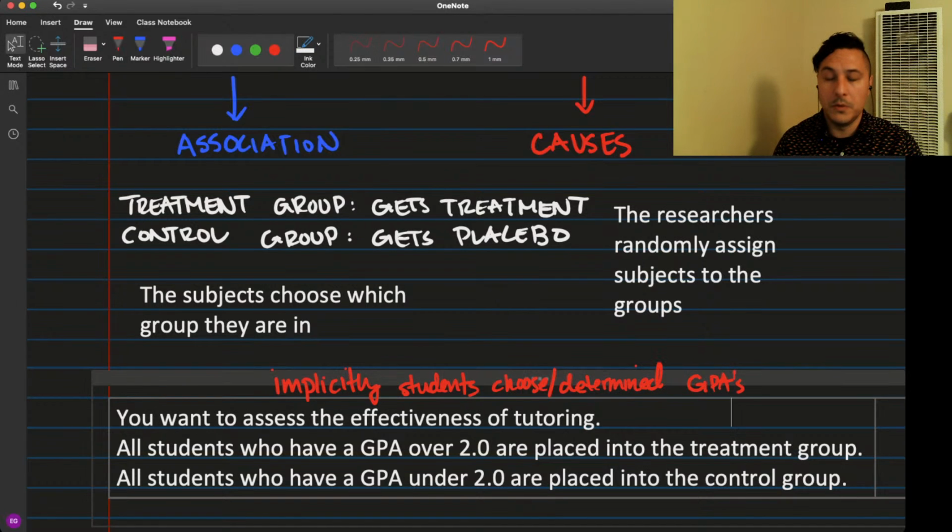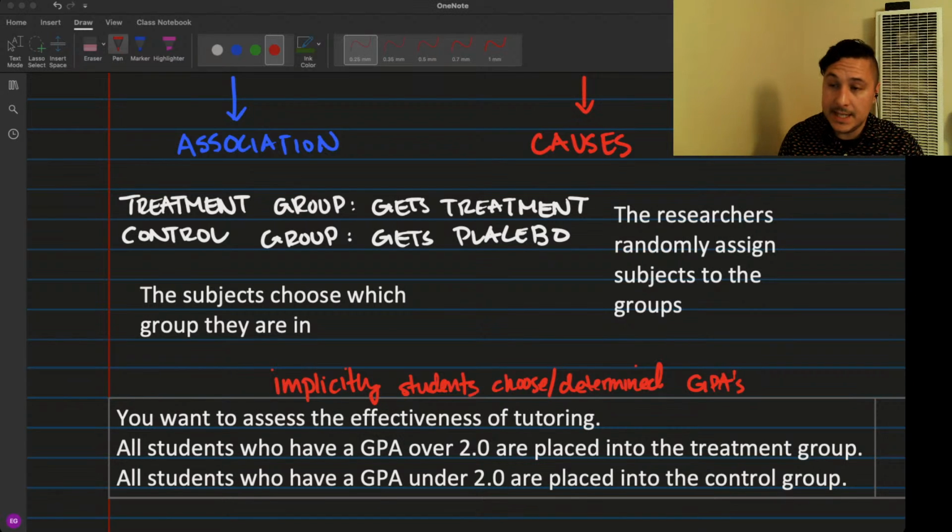So in other words, at the end of this, because you only have a study, you can only say that tutoring and getting a higher grade are associated or not. Okay, you can't say that tutoring causes higher grades or lower grades. To make that work, you would have to randomly place students into the tutoring group or the non-tutoring group. So is that sort of making sense?